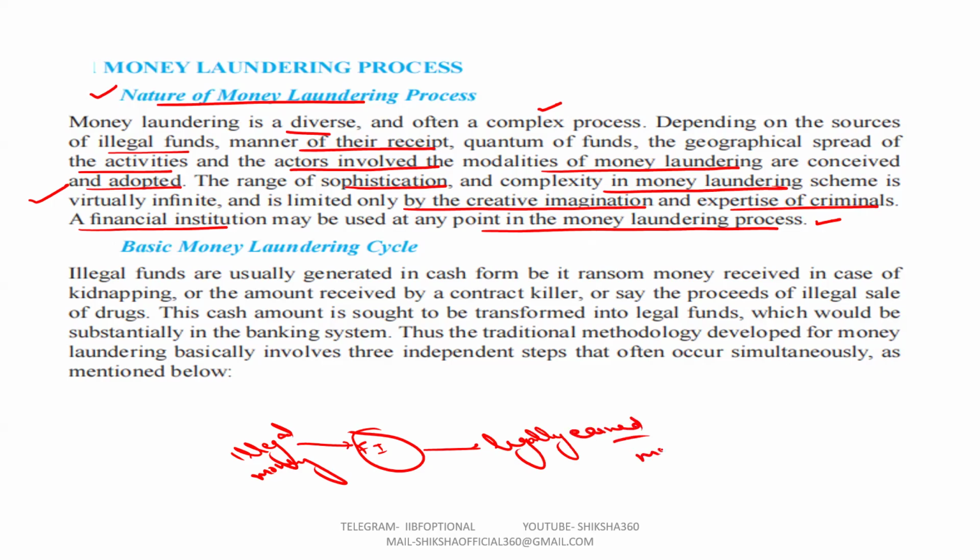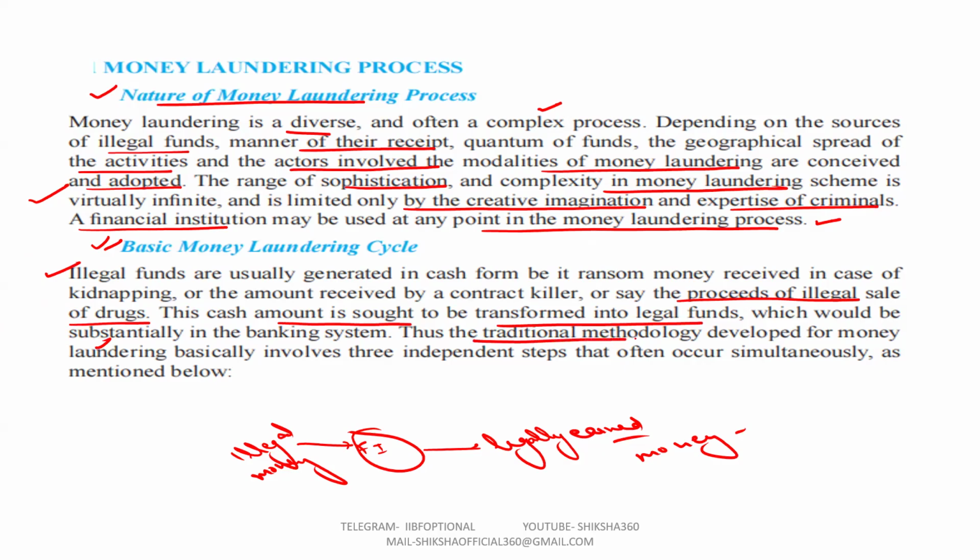Okay. Now move further. Basics of the money laundering cycle. Illegal funds are usually generated in cash form, be it the ransom money received in the case of kidnapping, or the amount received by a contract killer, or say the proceeds of illegal sale of drugs. This cash amount is sought to be transformed into legal funds, which would be substantially in the banking system.